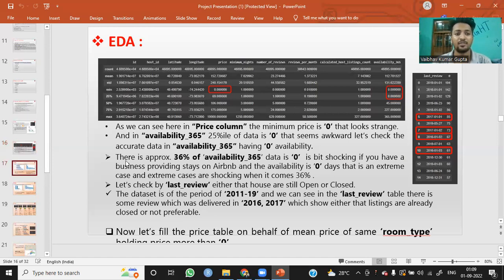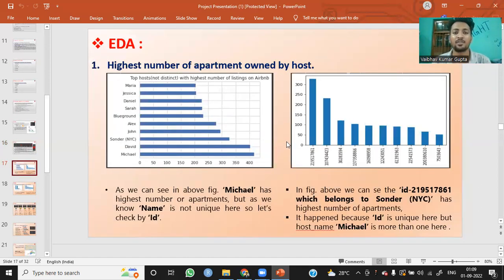So moving to the next slide. The first question: the highest number of apartments owned by a host. In the left plot, we can see that Michael has the highest number of apartments, but the name could be common for different host IDs. So I plotted using the host ID, and we got to know that host ID 219517861 has 327 apartments, but for Michael it is 424 apartments.